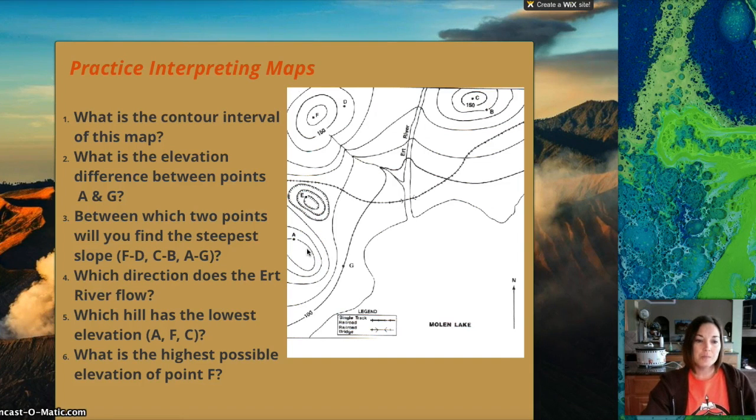And then number 6, what is the highest possible elevation of point F? If this is our 150-foot elevation line, and then we have 160, the next contour line of 170 is not there. So the highest possible elevation of hilltop F is 169 feet. It can't be 170 because if it was, then the next contour line would be visible. But the highest possible elevation is 169 feet.